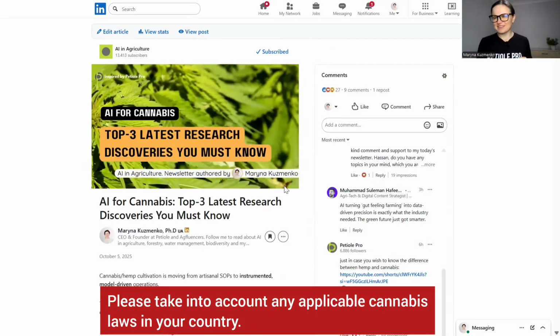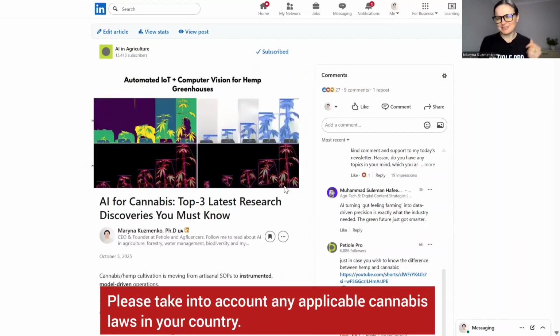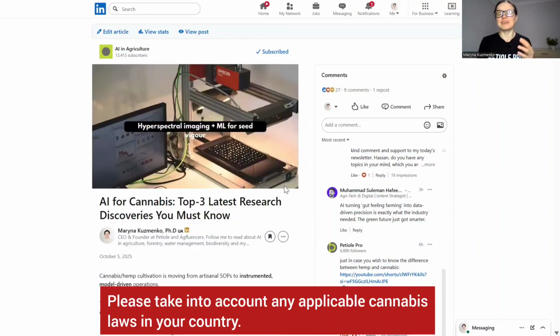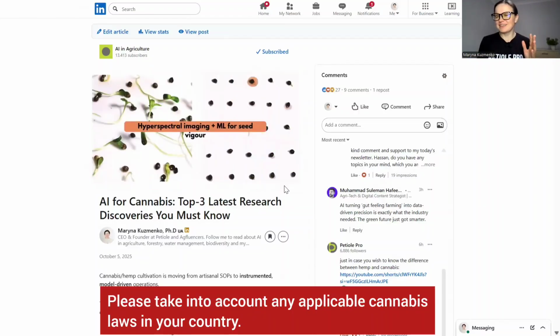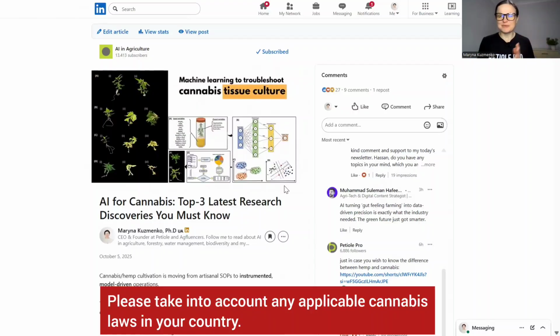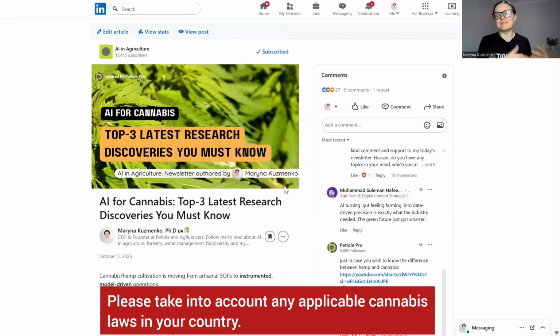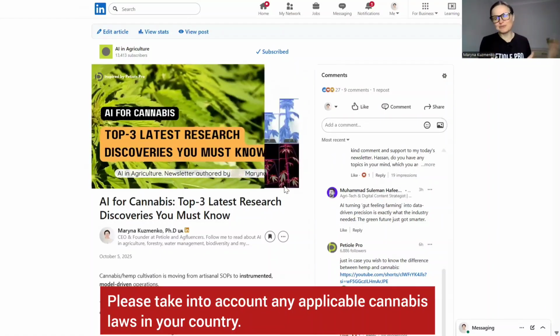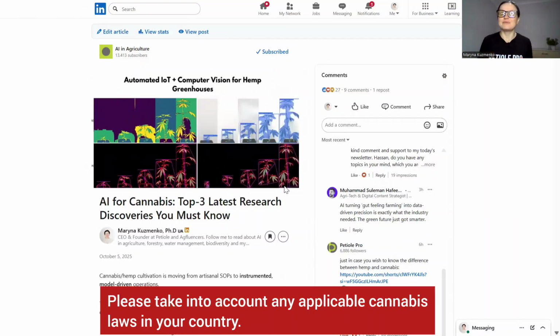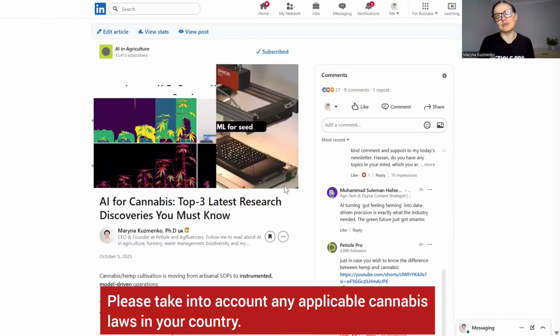So my newsletter today has three main research papers which I found, and I believe they're interesting because they try to implement machine learning, computer vision, hyperspectral imagery. I have already read about the same approaches for different crops, but for cannabis it is quite unique and new.